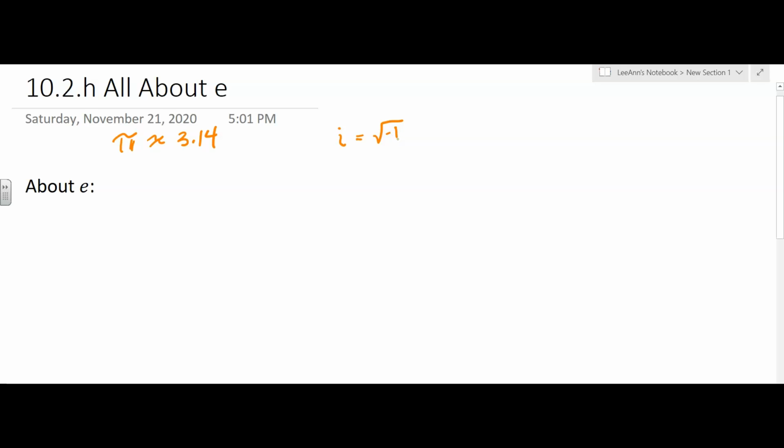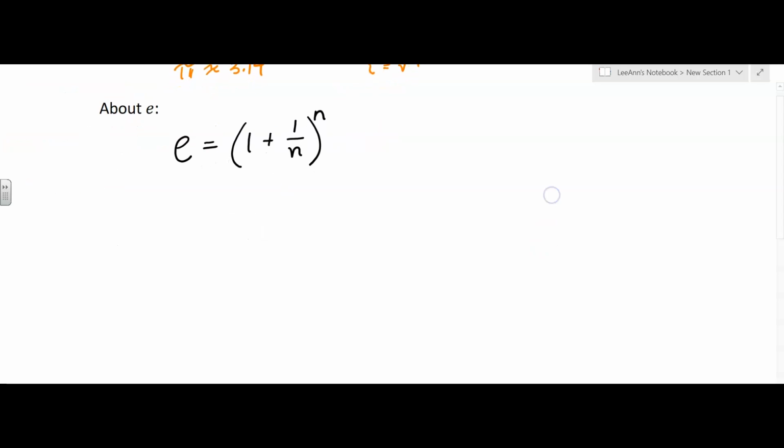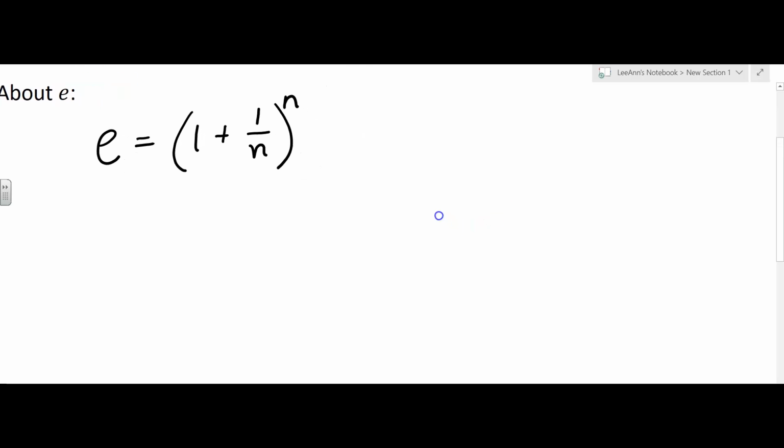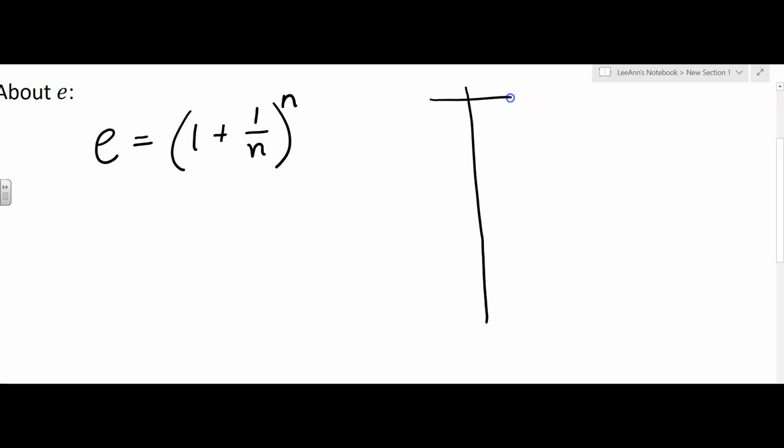Okay, well, E kind of falls in this category. It's got a definition to it. And so E is represented by (1 plus 1 over n) to the nth power, okay? And then you might say, well, what is n? Well, that's the thing. An interesting thing happens when we do different values of n. So I'm going to make a little chart here, and we're going to put in a value of n, and then we're going to get what (1 plus 1 over n) to the nth is.